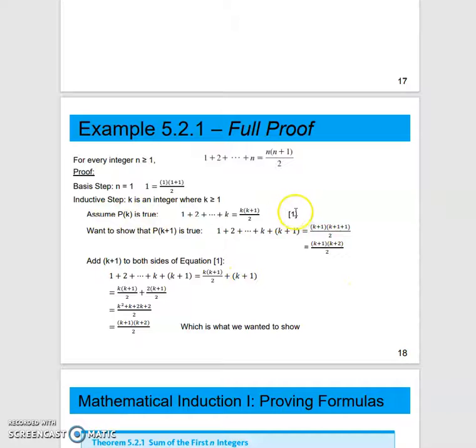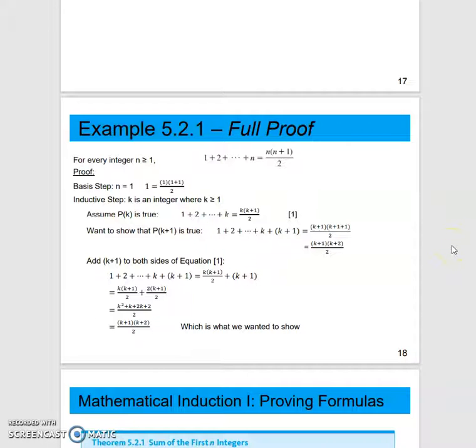You'll notice this assumption step I often label as equation 1, just so you can see what I am doing. So I added k plus 1 to both sides of it. So I have the left-hand side of what I wanted, and then just as before, I do the same work to the right-hand side, and I compare that to what I wanted. It is the same, and I make that statement, which is what we wanted to show. And so there is how I do an inductive proof.